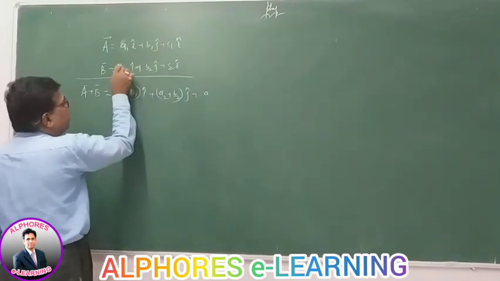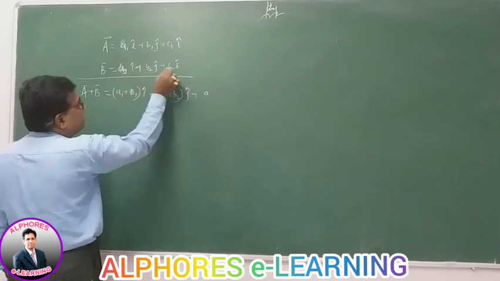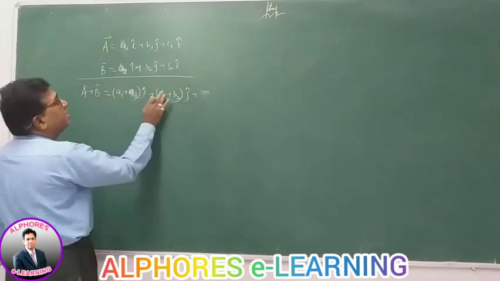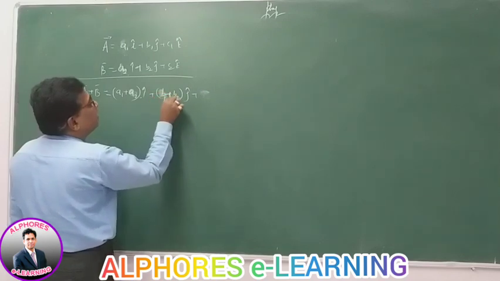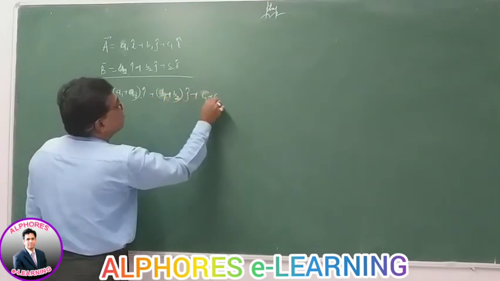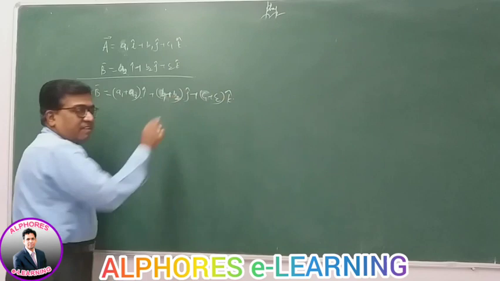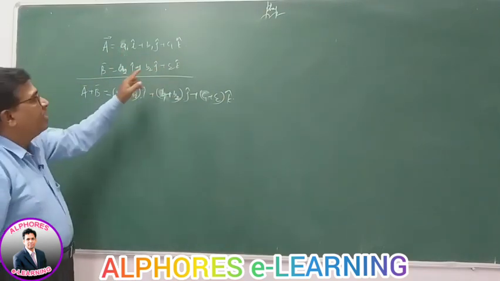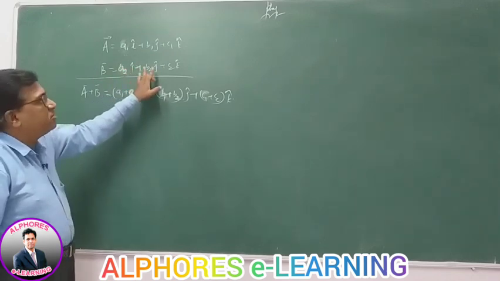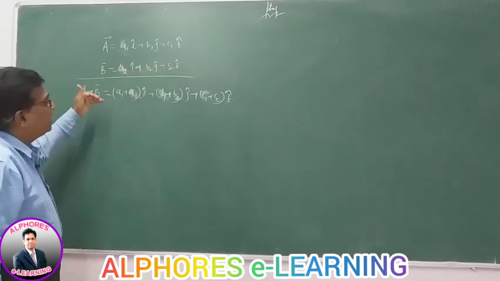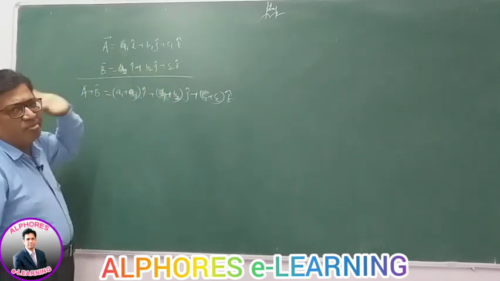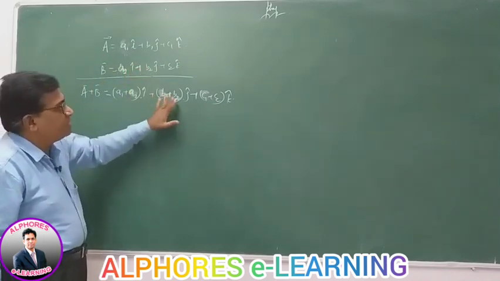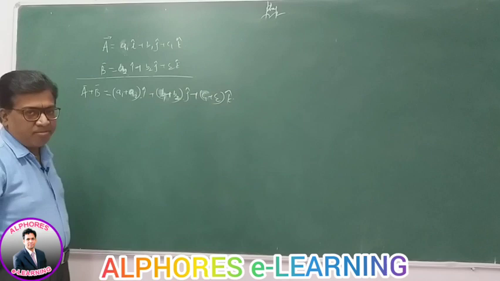Let us take the components as a1 b1 c1 and a2 b2 c2. Well, the vector a bar is a1 i plus b1 j plus c1 k and b bar is a2 i plus b2 j plus c2 k. Then the addition is a simple addition, adding the components. So it's a1 plus a2 i cap, b1 plus b2 j cap, plus c1 plus c2 k cap.